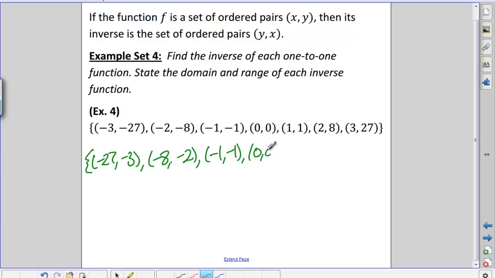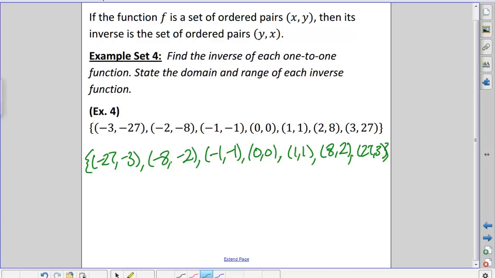Of course, some of these have repeated x and y values, okay, -1, -1, and so forth. So nothing changes on those, but there's my inverse function there. Just switched all the little ordered pairs around.